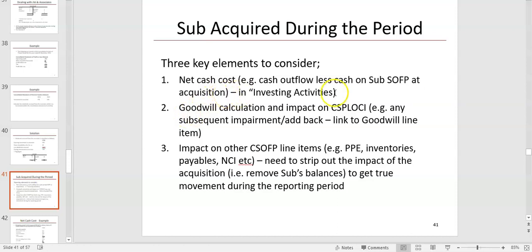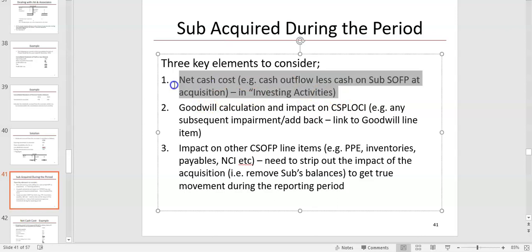The first thing is, well, if you acquire a sub, you probably paid some money. So we call that the net cash cost. How much did you actually spend in cash terms? We're not interested in shares. We're not interested in deferred consideration because none of them are actually cash.